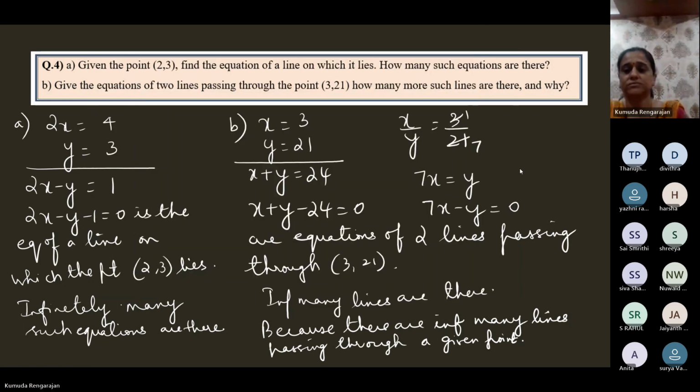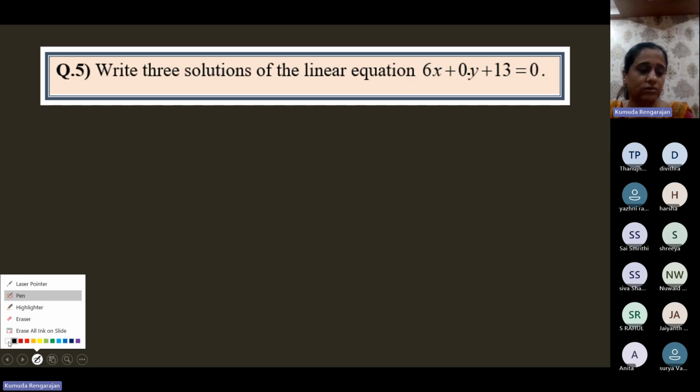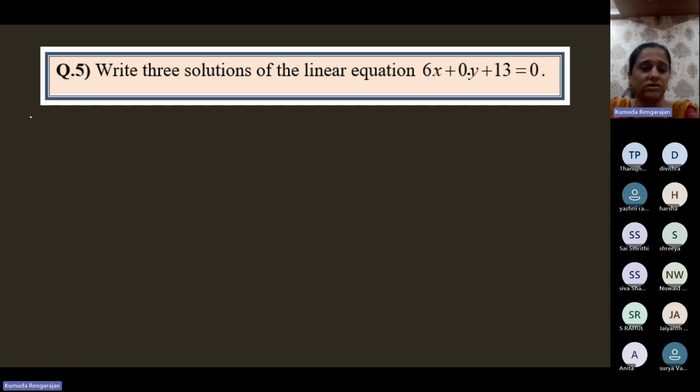Next one. Write 3 solutions of the linear equation 6x plus 0y plus 13 is equal to 0. So see here, very important, children.